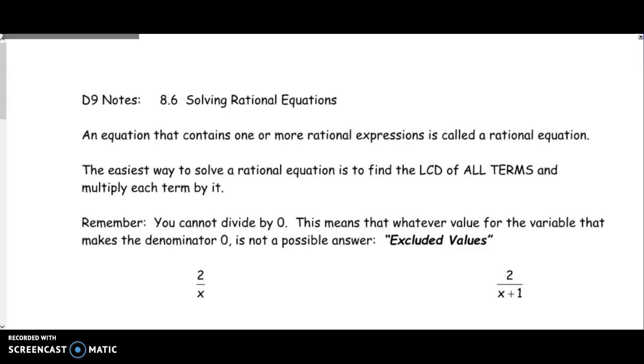Alright guys, D9, solving rational equations.